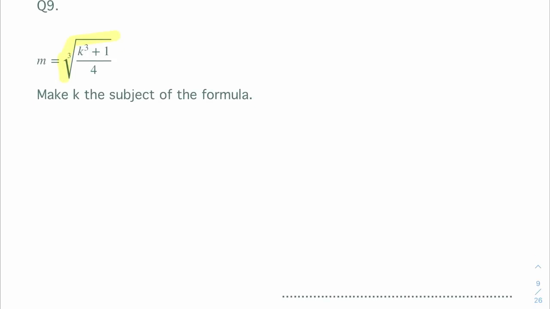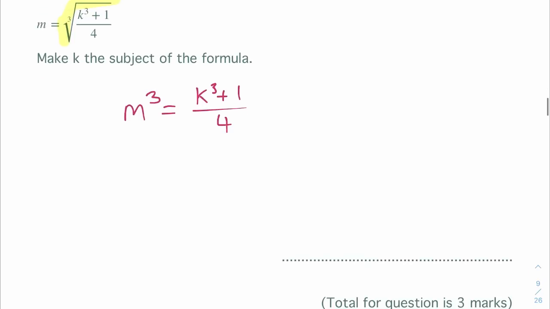So to do that, cube both sides. So we would have m cubed is now equal to, and the cube root is gone, so we just have k cubed plus 1 all over 4. Now we have a fraction, and everything is locked in by this divide line. So I want to get rid of that divide, so I'm going to times both sides by 4. So I would have 4m cubed is equal to k cubed plus 1.